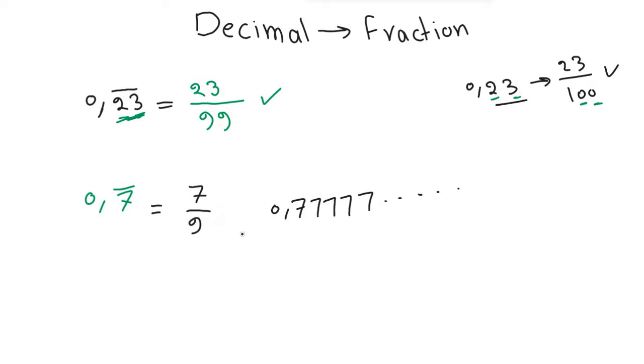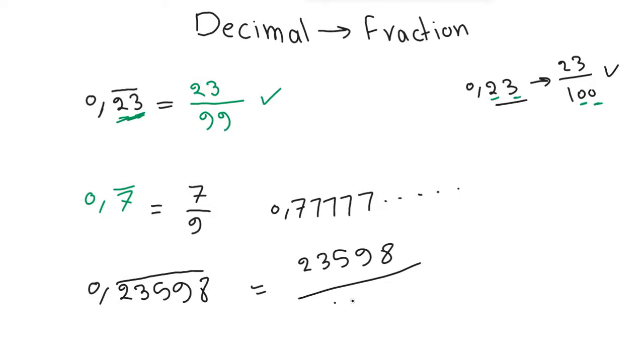Okay, let's solve another one. Then I will mix the repeated with the terminated decimal and show how we're going to change it. For example, if we have 0.23598, it's all repeated. It's just the same like this, right? 23598 divided by 99999. How many 9s? 1 2 3 4 5. It's the answer.